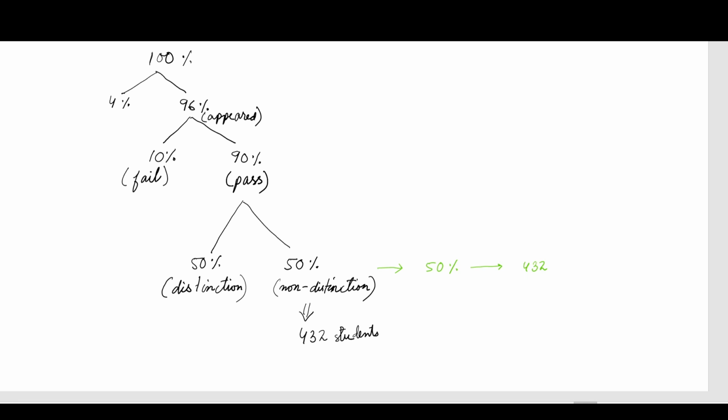So 432 students is 50%. To find the total, consider 100%. 50% of this is 432, so 100% is 432 into 2, which is 864. That is the total.